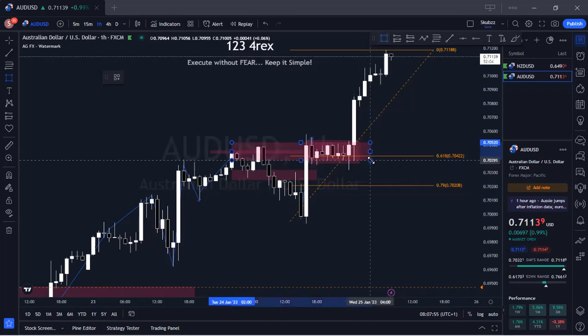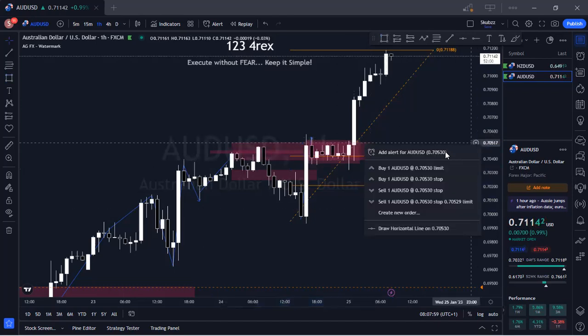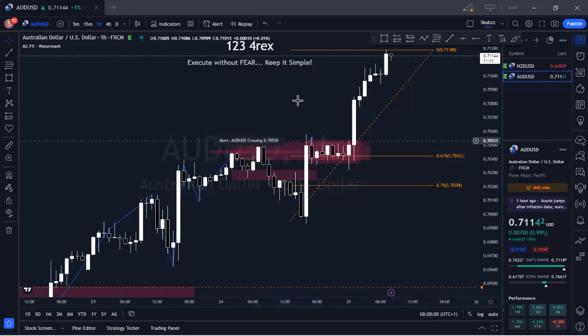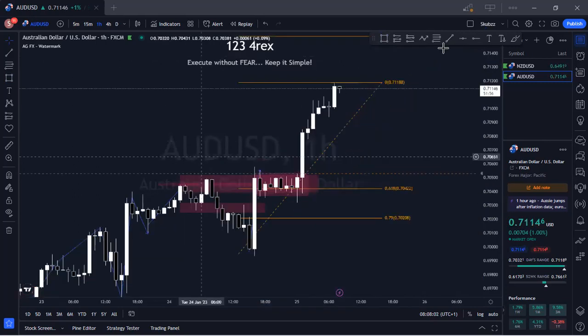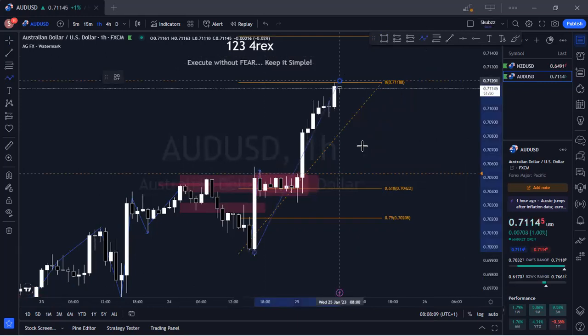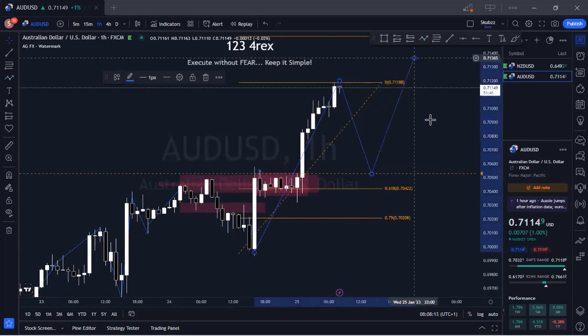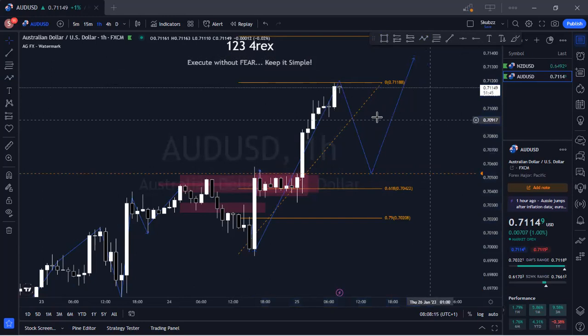We also have that resistance zone. So that's what I'm going to be looking at. I'm going to set an alert there. So what I'm looking to see now on AUD USD, nice, forwards, is for price to come down. Price has created a high, so I want price to come down and create a higher low for us to continue the uptrend. So that's what I'm going to be watching out for.